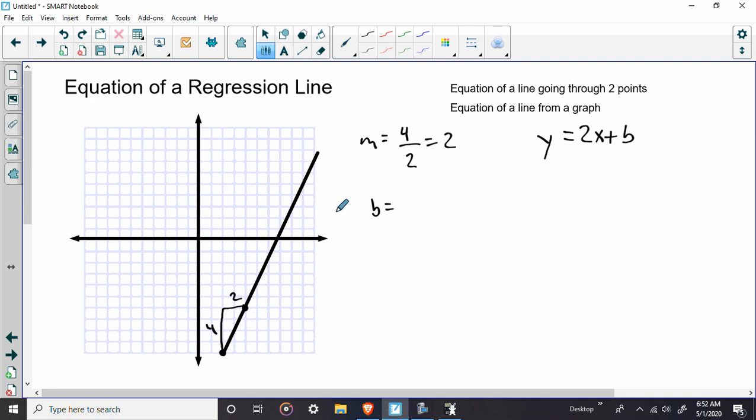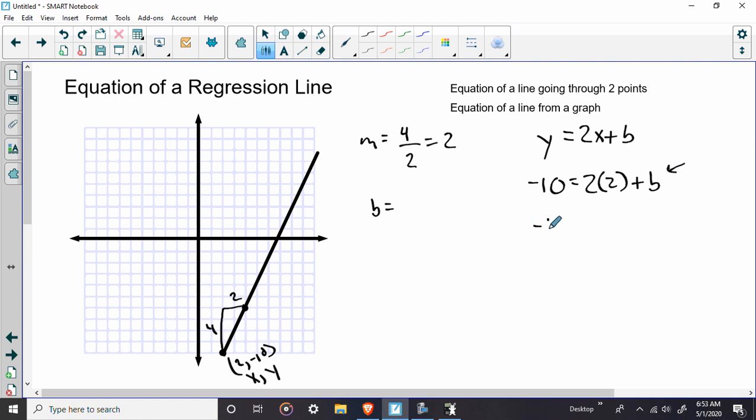So what you need to do is pick a point on this graph. I'm going to pick this point (2, -10). That's where we started from, right? And you're going to plug that in for x and that in for y. So let's plug in -10 for y and 2 for x. Well, now all of a sudden, I only have one variable. I only have b, right?